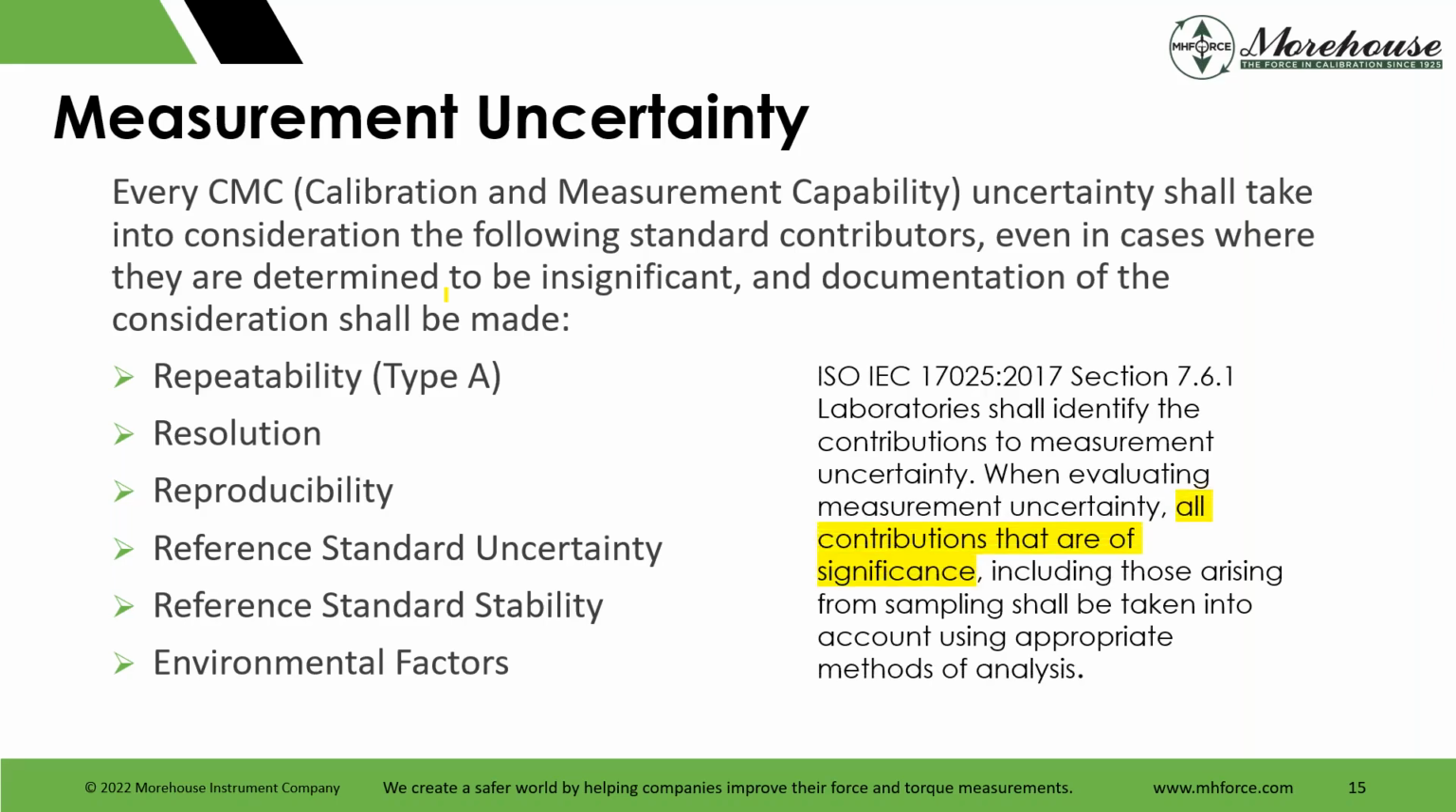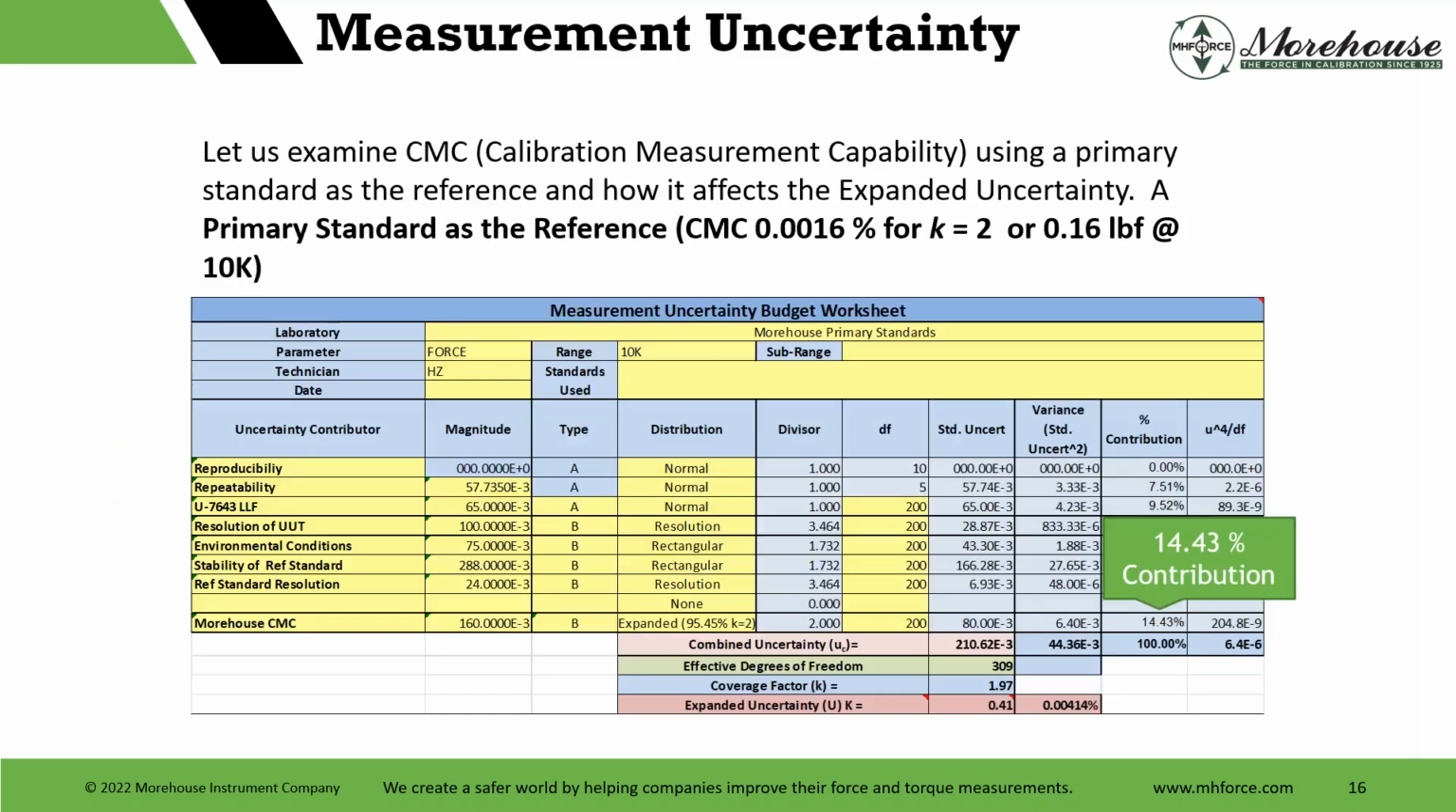This one's just an overview, and then 17025 section 6.7.6.1 says: when evaluating measurement uncertainty, all contributions that are of significance, including those arising from sampling, shall be taken into account using appropriate methods of analysis. We could spend the whole week talking about just that sentence alone. So ideally, what does this mean?